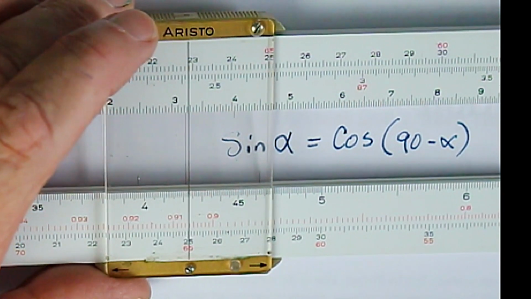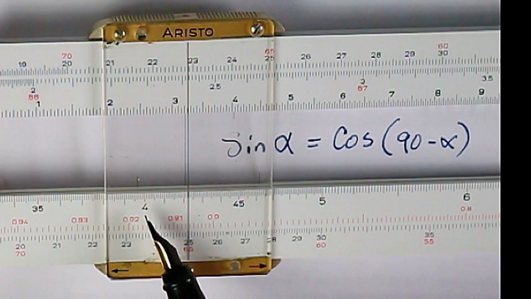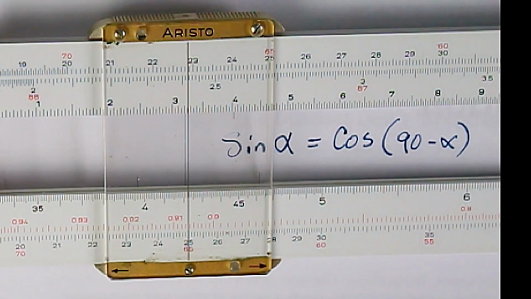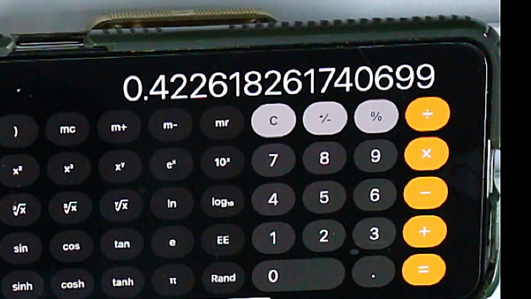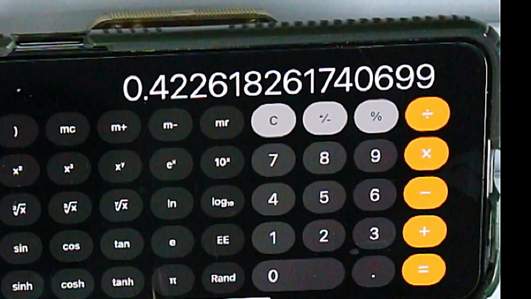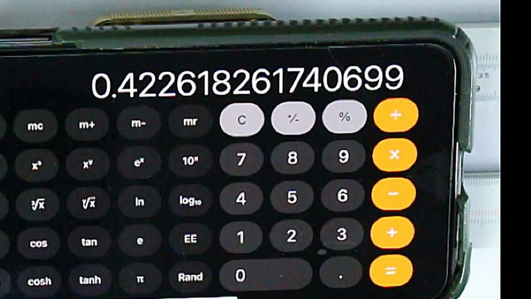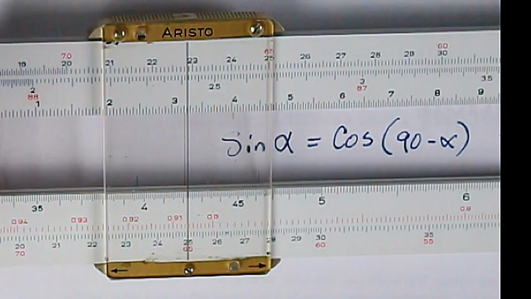So we'll put our cursor right there with our hairline right over. We're going to come up with 0.412. Looks like about 4.2 or 4.25. So let's go see what that comes up to on the calculator. That's not too bad. We came up with about 0.4225, and the answer is actually 0.4226. And that is the correct answer to 4 significant digits. That's the beauty of having a 20-inch slide rule.